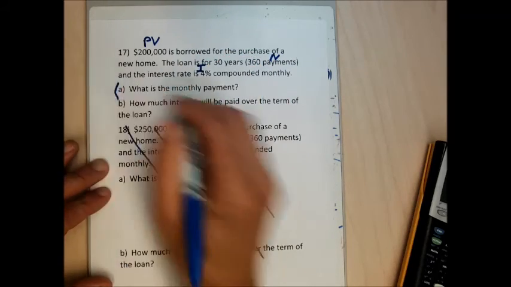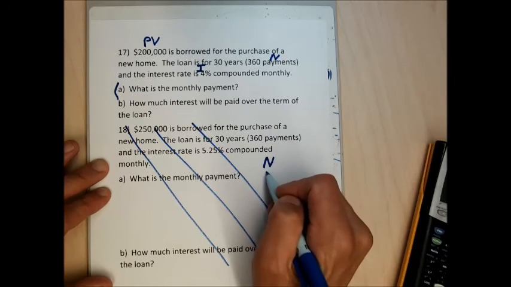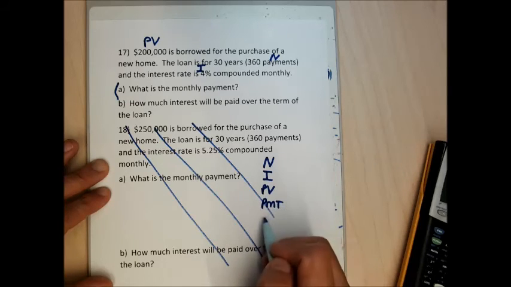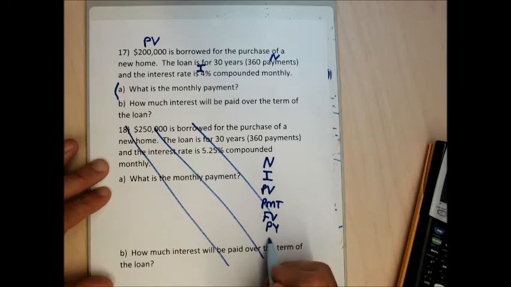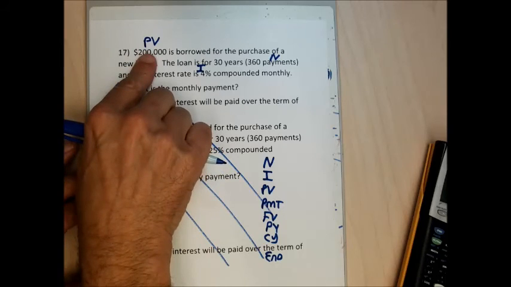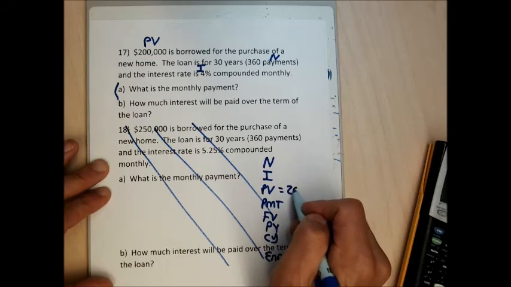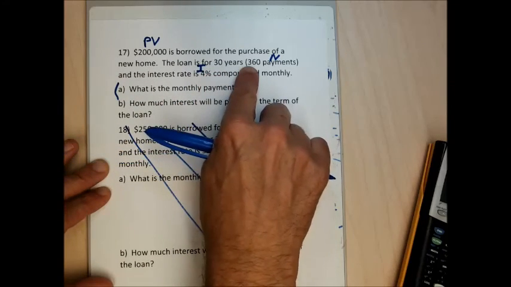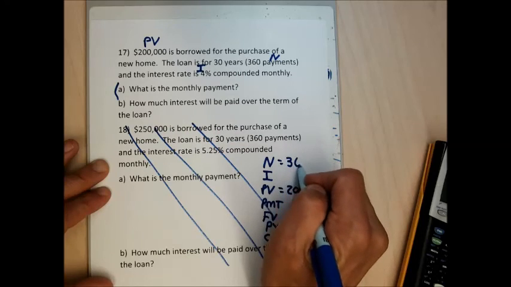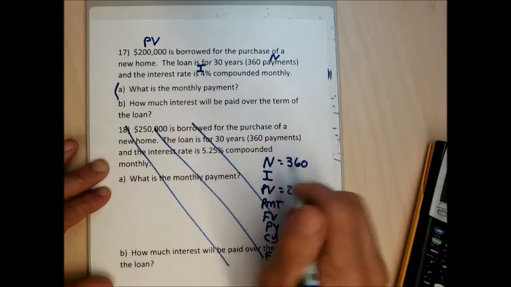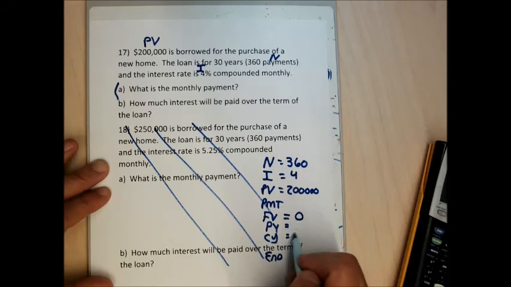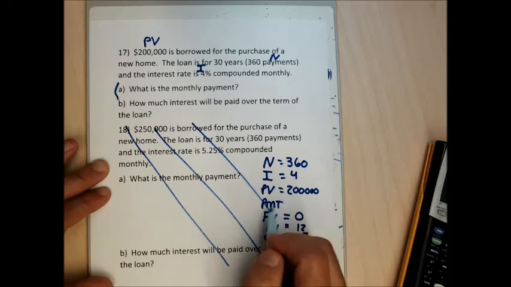When I go to do Part A, I'm going to need to put a value in for N, I, PV, PMT, FV, PY, CY, and I always leave the bottom on end. The first value I see is 200,000, that's the PV. The next number I see is 30 years or 360 payments, that's the N. Last number I see is the 4%, which is the I. I'm assuming the future value is 0, and I'm assuming I'm making monthly payments. I'm going to now solve for the PMT.